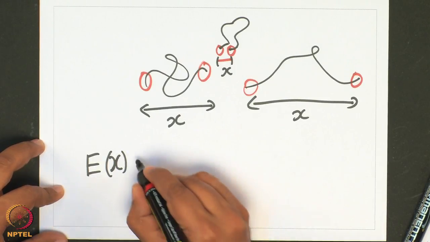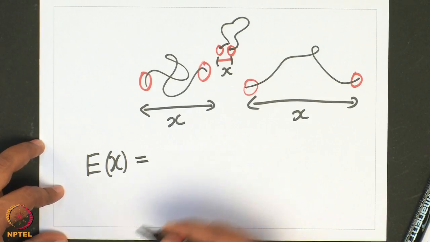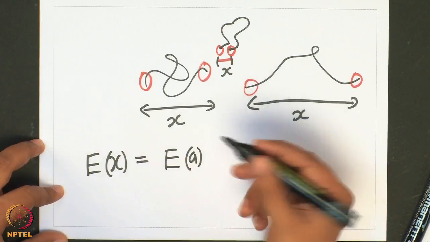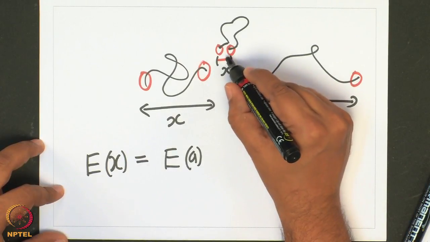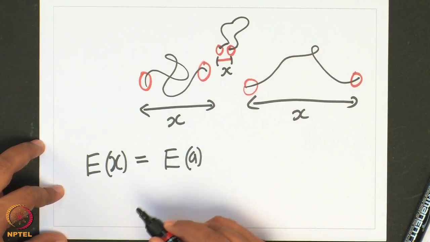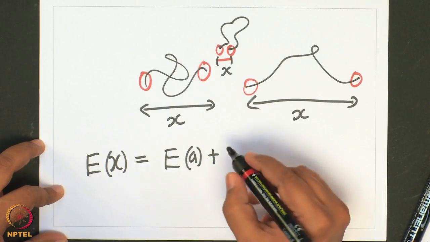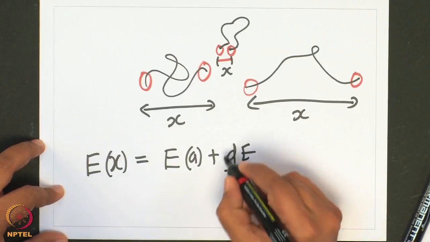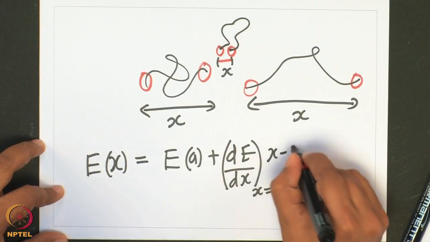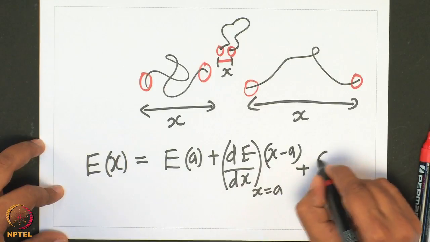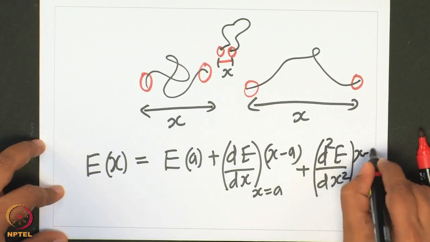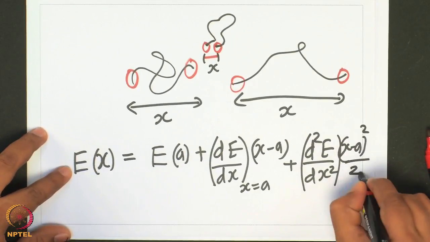So the Taylor series would say that if I know the energy at some other point, any point x equal to a, some distance, if I know the energy at one of these x values, if we know this configuration energy, we can calculate the configuration energy for any other x by calculating the derivative dE by dx at x equal to a times x minus a, plus d square E by dx square times x minus a whole square by 2.